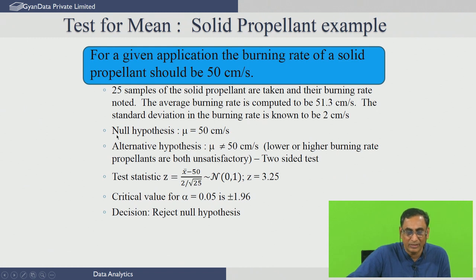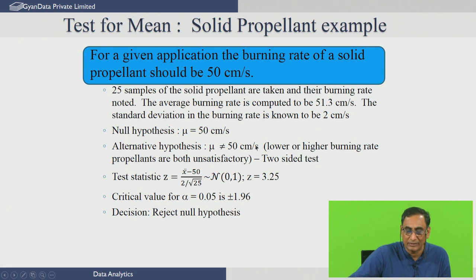So, here we have actually set the null hypothesis as population mean having a burning rate of 50 centimeter per second, and the alternative is mu not equal to 50. Notice it is a two-sided test because we want to reject this batch if the burning rate is less than 50 centimeter per second, it is not useful to us, or if it is greater than 50 centimeter per second.